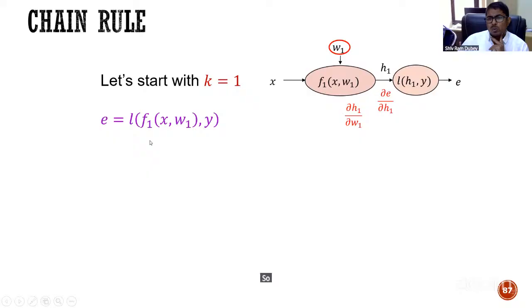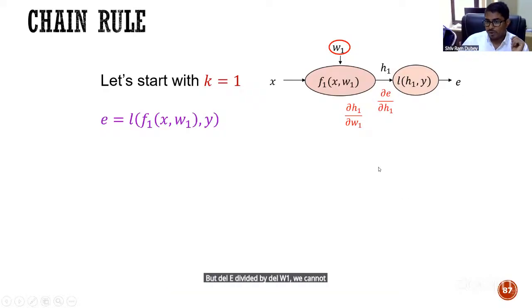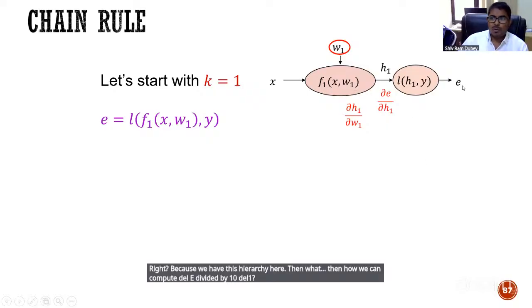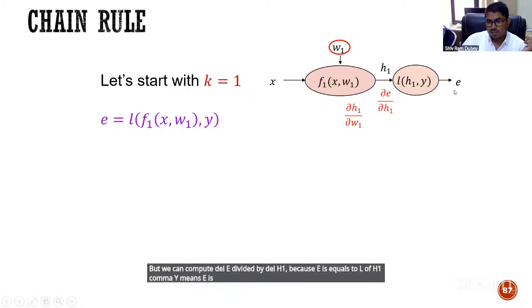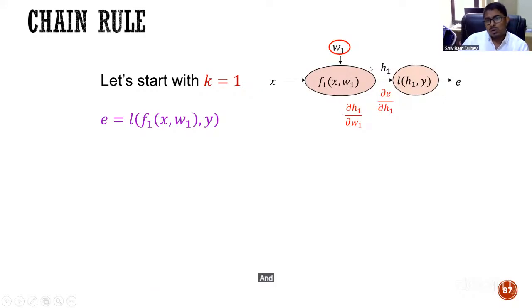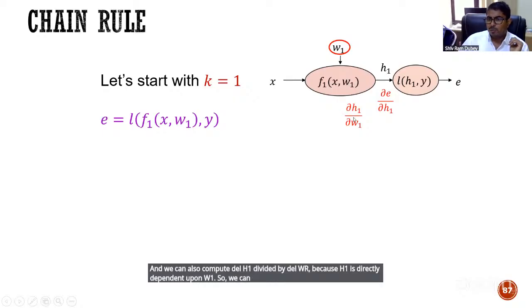So what do we need to compute? Actually, we need to compute del E divided by del w1, but we cannot directly compute del E divided by del w1, right? Because we have this hierarchy here. Then how can we compute it? But we can compute del E divided by del h1, because E is equal to L of h1 comma y, meaning E is a function of h1. And we can also compute del h1 divided by del w1 because h1 is directly dependent upon w1. So we can compute del h1 divided by del w1.